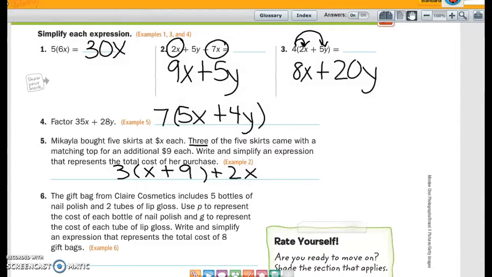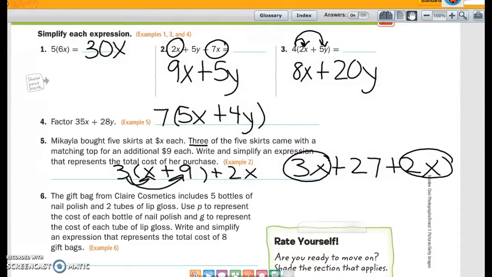We have x there because we don't know how much it's going to be. So 3 times x is 3x. 3 times 9 is 27. And then plus 2x. Now let's solve it. To solve it, we're going to add the like terms. So we're just going to circle the ones that have the same variables. So 3x plus 2x is 5x plus 27. And that's as far as we can go because they do not tell us what X is.